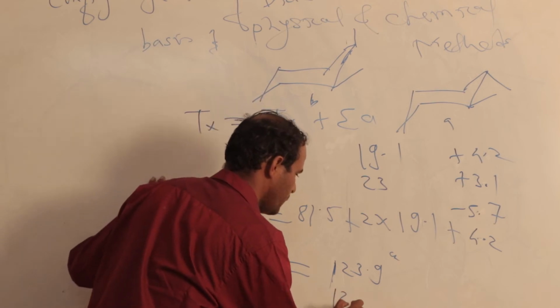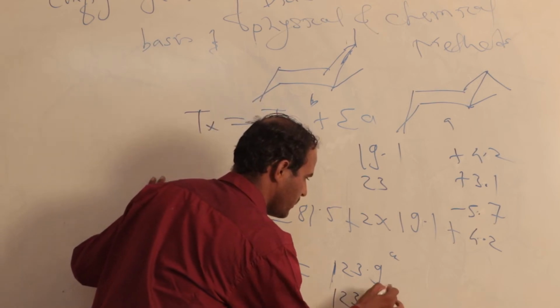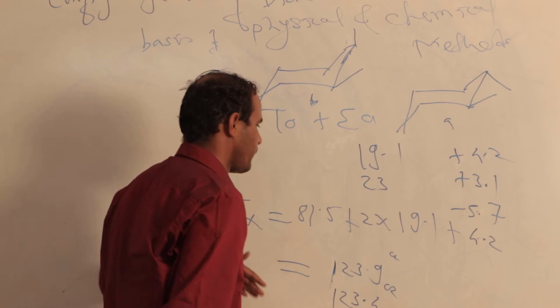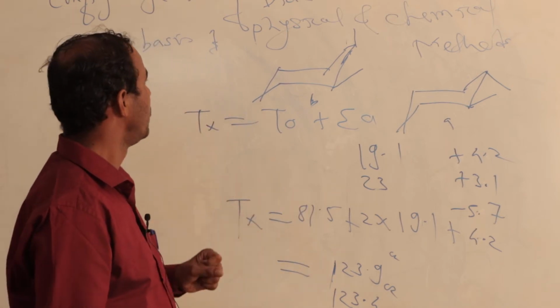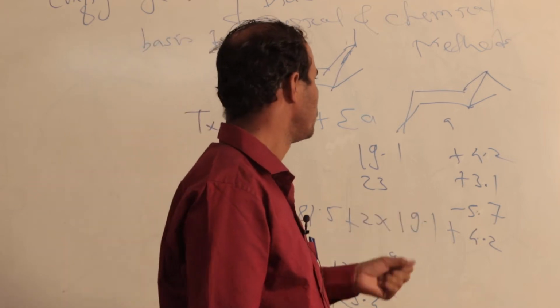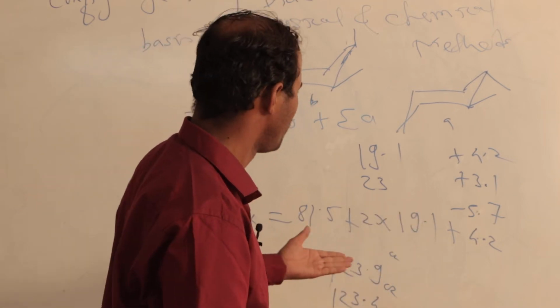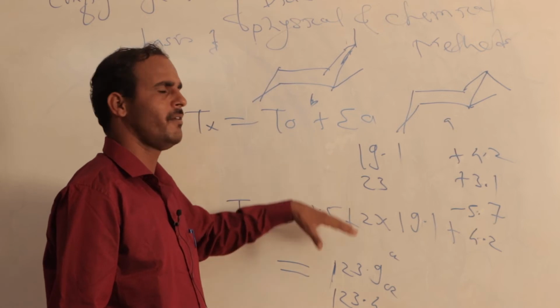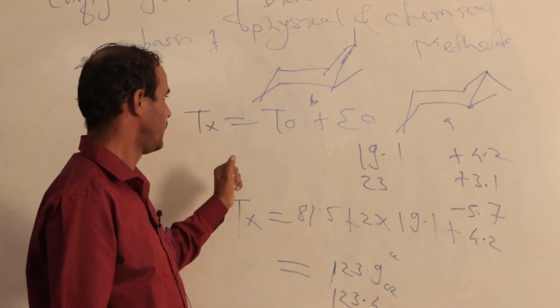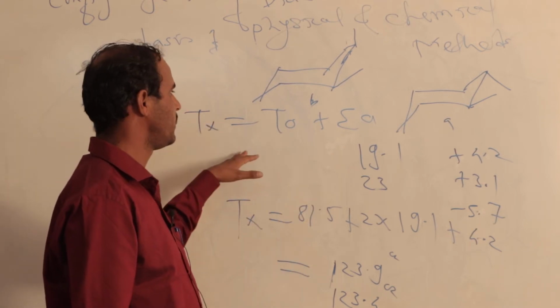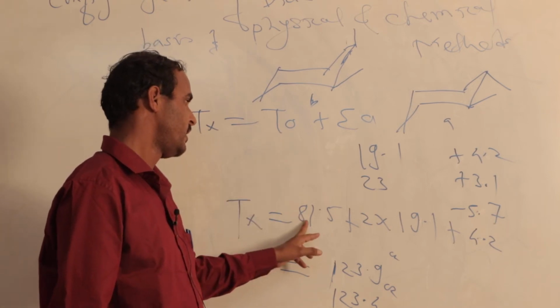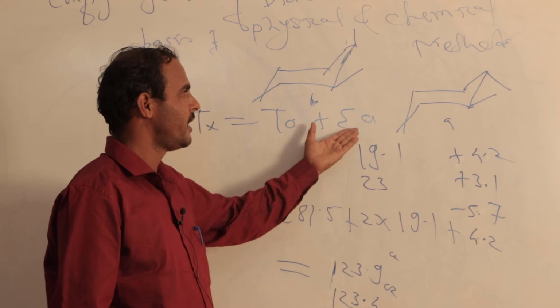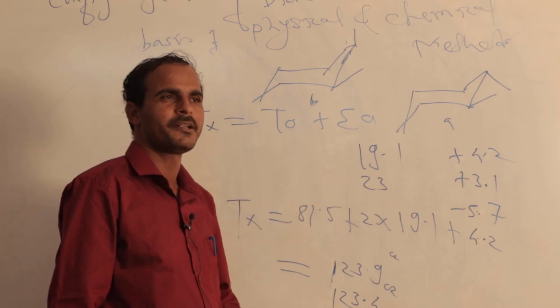value is 1.123.7 Celsius. So in this way, compare whether this compound is cis or trans. On the basis of this comparison of boiling points, we are going to determine the exact configurations of diastereomers by using this formula, and add the values here. Tx is nothing but the calculated boiling point, T0 is nothing but the boiling point of the parent compound, that is 81.5, and summation A is nothing but the presence of different substituents here.